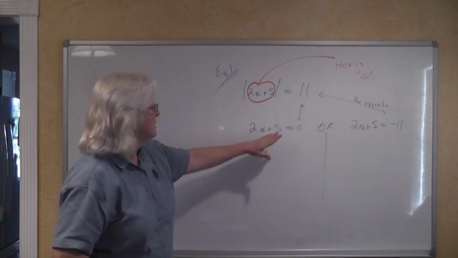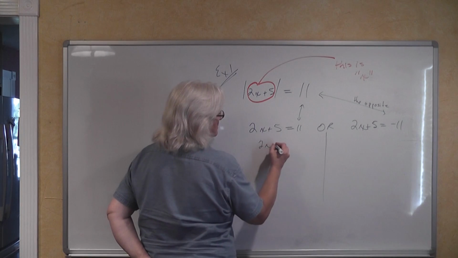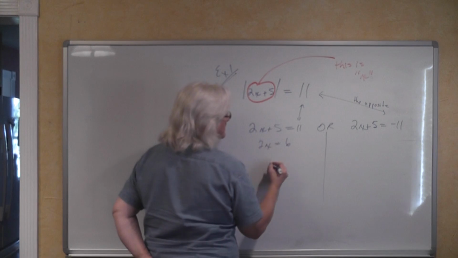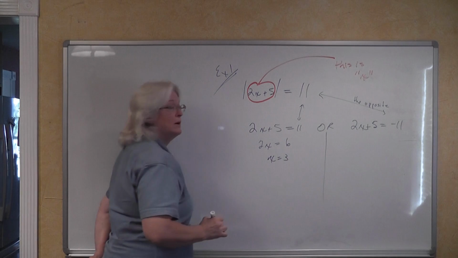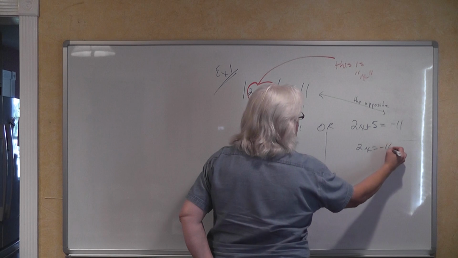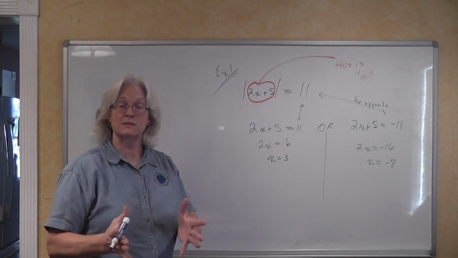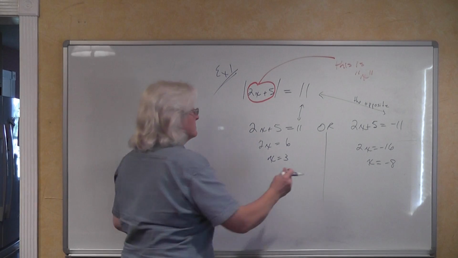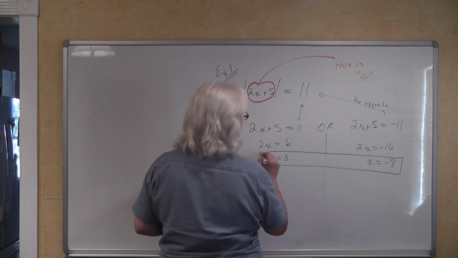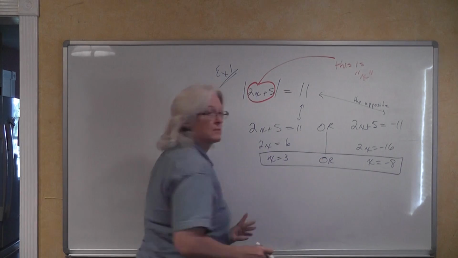Let's see what happens. We know how to solve this. We subtract 5 from both sides of the equation, which I'm not going to do the work. We have 2x is equal to 6, x is equal to 3. Or we have 2x is equal to negative 16, x is equal to negative 8. Now let's see, does this really work? According to the work that we have done, our solution would be x is equal to 3 or x is equal to negative 8.